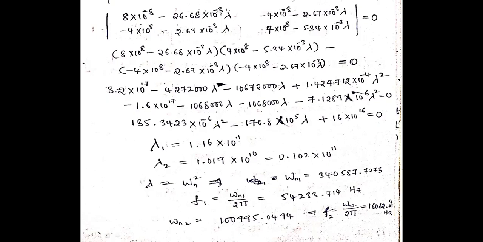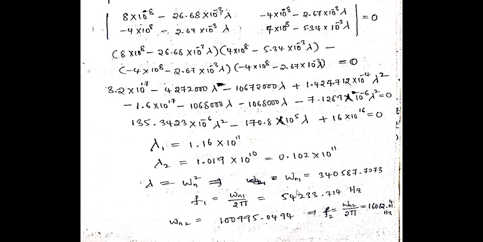From these eigenvalues, lambda 1 must be equal to the natural frequency squared, omega n square. So it is possible to find the natural frequency at lambda 1 and the natural frequency at lambda 2. At lambda 1, the natural frequency can be written as the square root of lambda 1, which is the square root of 1.16 into 10 power 11. Therefore, omega n can be written as 340,587.7273. So this is the natural frequency at lambda 1.